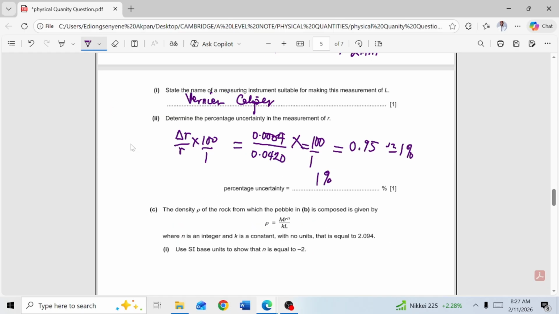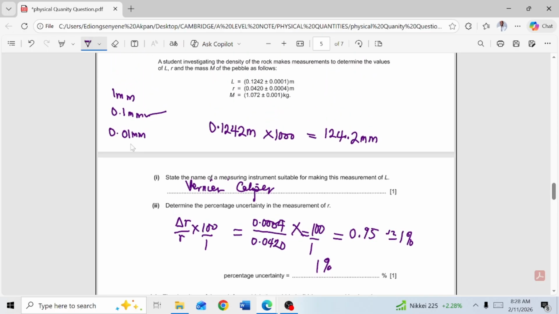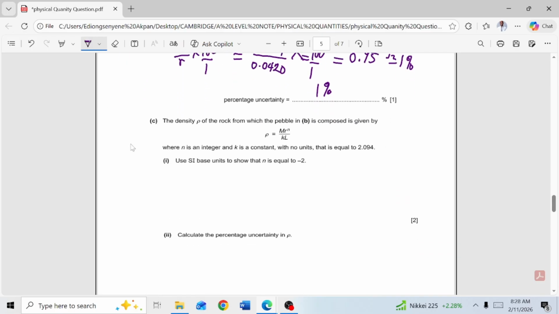Next question. The density of the rock from which the pebble in B is composed is given by rho equal to m r raised to n over k l, where n is an integer and k is a constant with no units. That is equal to 2.094. Use SI base units to show that n is equal to minus 2. Now, this question is very, very important. This is SI base units, quantity, sign, units for it to answer the question.